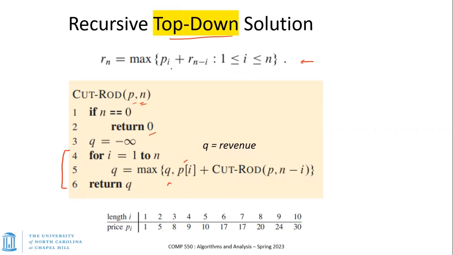Q and P. So P is the price that you get for an uncut rod of size i. And Q is the maximum revenue that you can achieve for a certain size. That could be after you cut it up into different pieces. So P is the uncut.